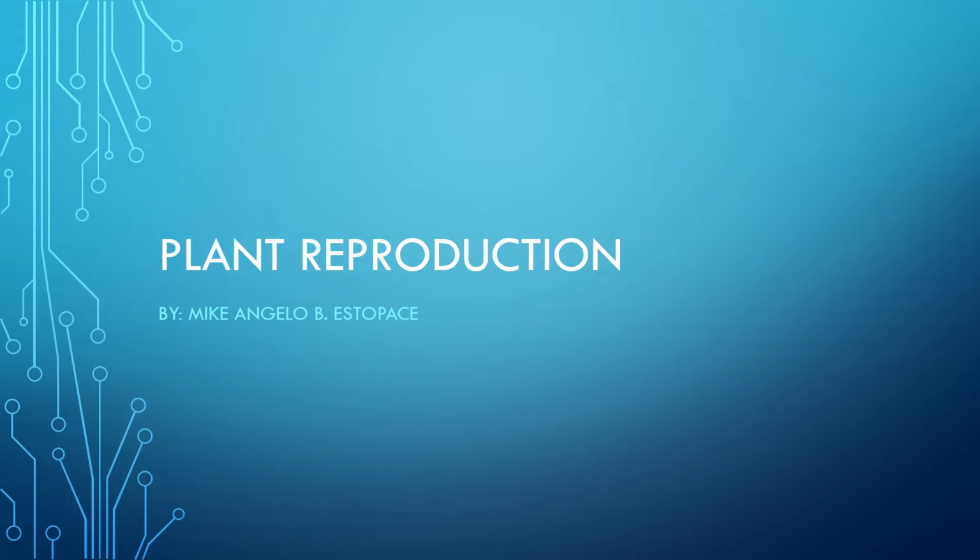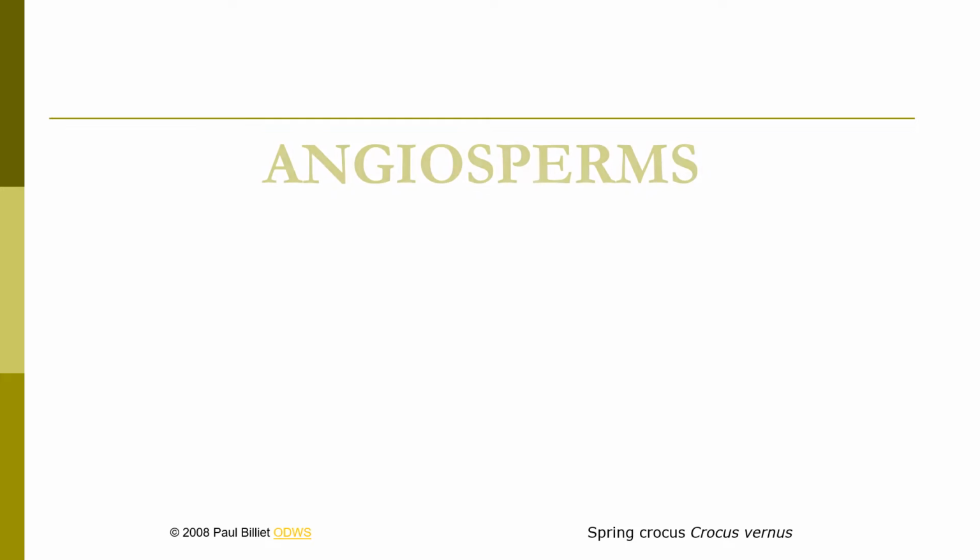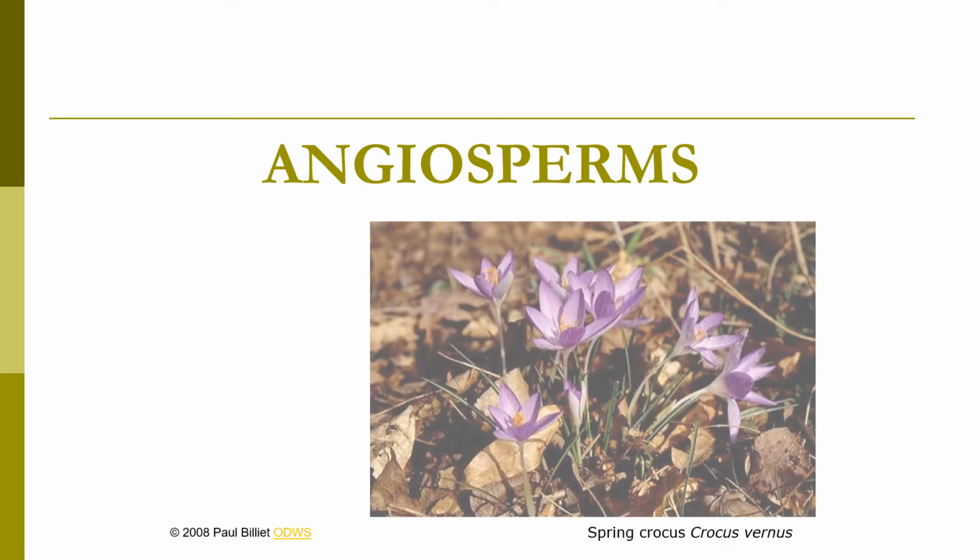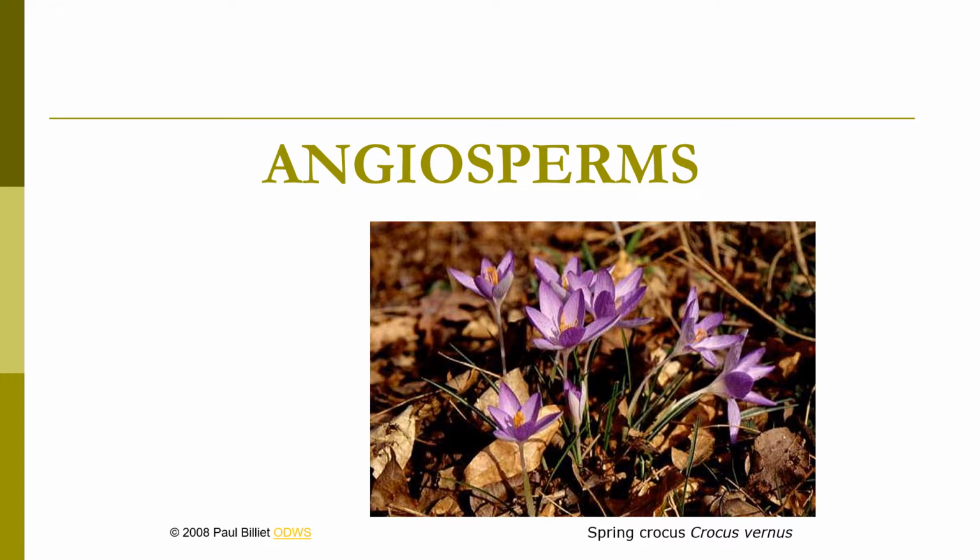So for this day, I will be discussing a new topic in life science, and this is all about plant reproduction. In this, we will basically know the concept of angiosperm, which refers to a flowering plant like this spring crocus or the Crocus vernus. Again, when you say angiosperms, it refers to a flowering plant.